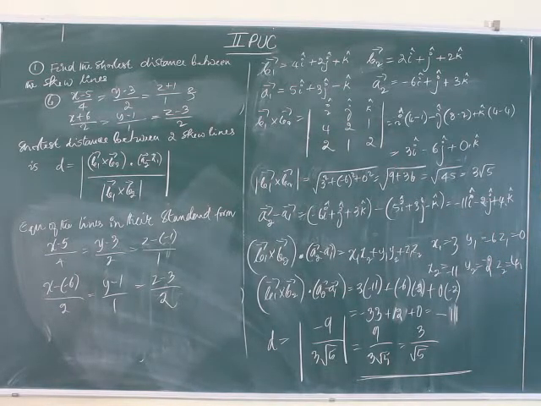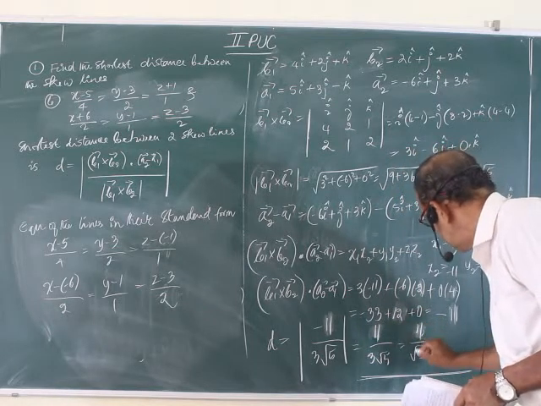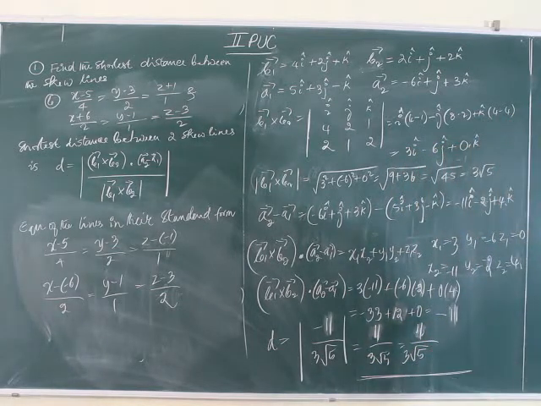Minus 11. B1 cross B2 is 3, minus 6, 0. A2 minus A1 is minus 11, minus 2, 4. Minus 33 plus 12 is minus 11. Now it is correct. The answer is 11 by 3 root 5.